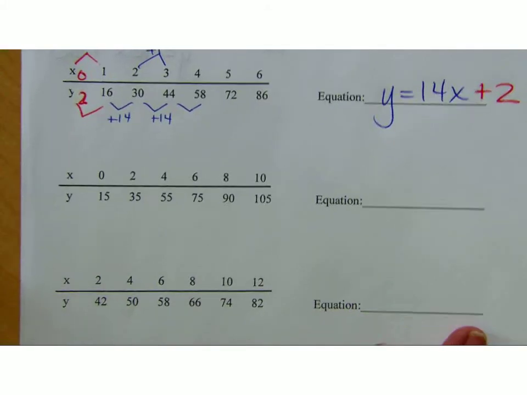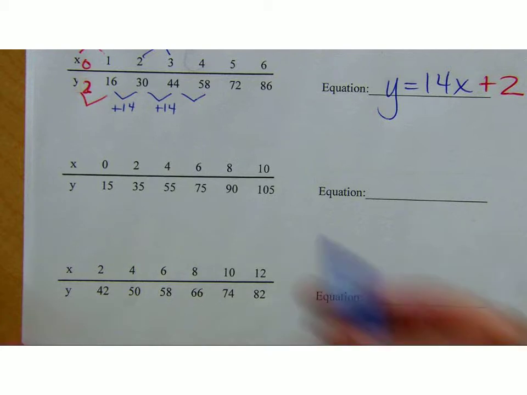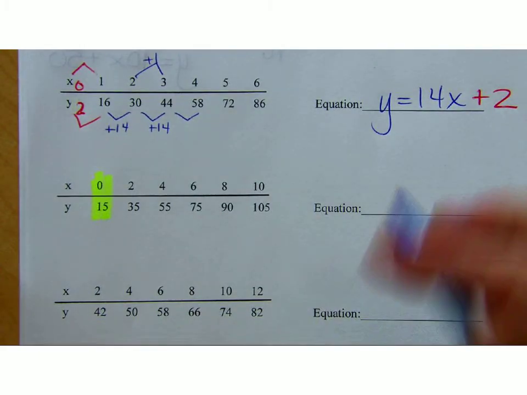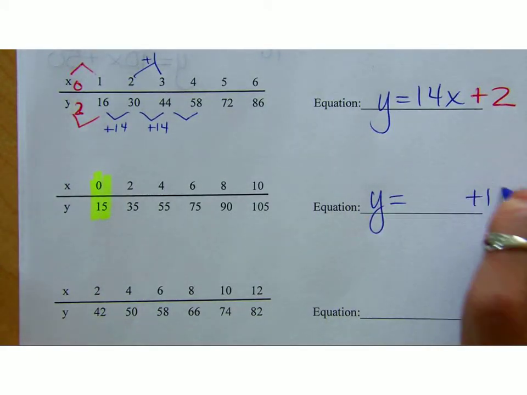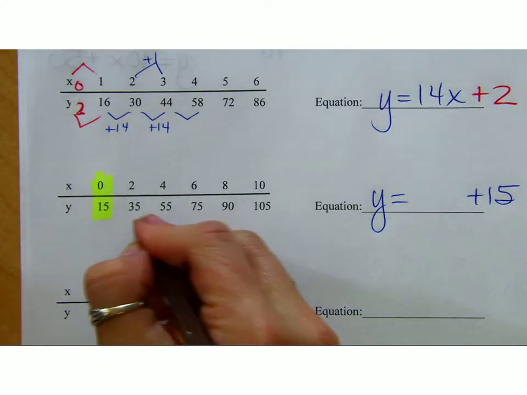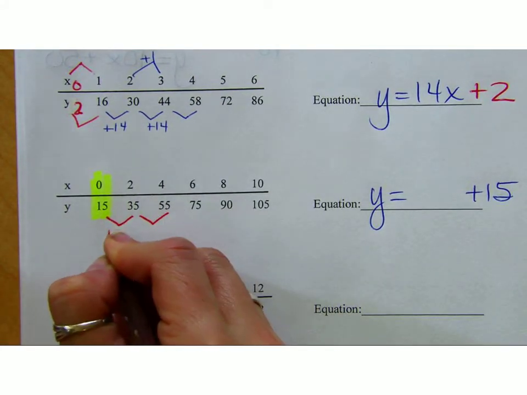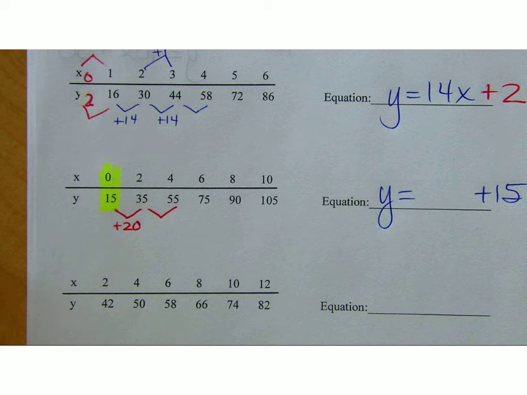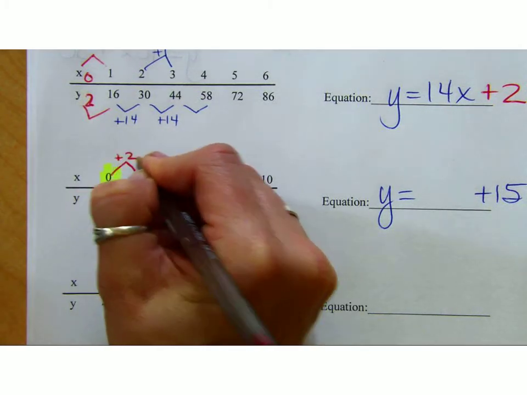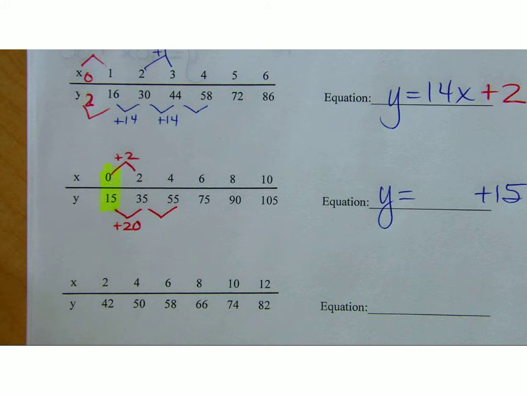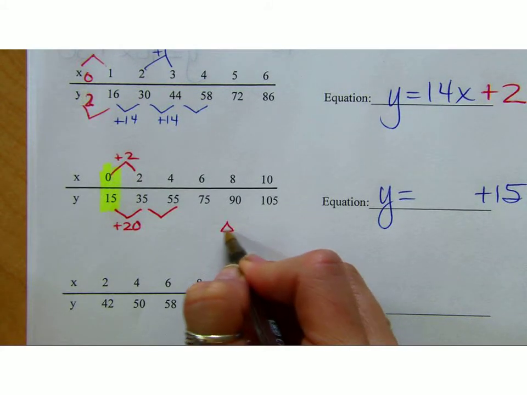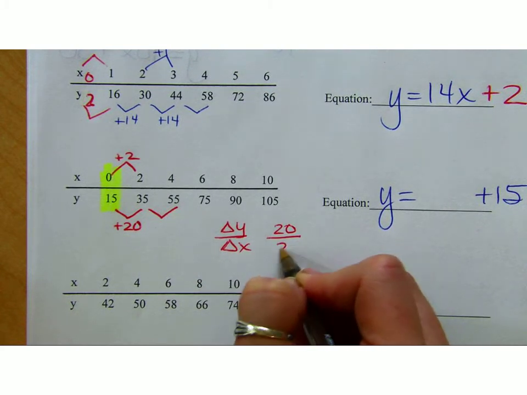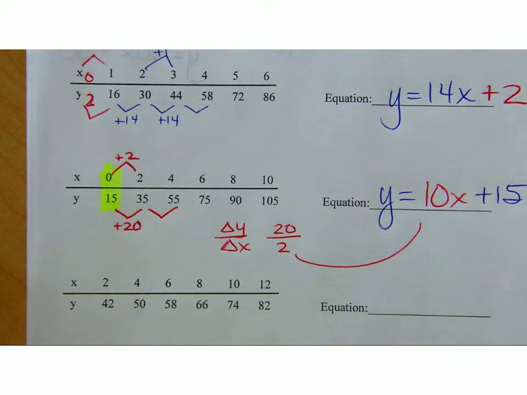All right, tricky one. Be careful. Do I know my beginning value in this one? Yes. It's plus 15. So I know my y is equal to something plus 15. Be careful. What is this going up by? Oh, so I'm making $20? But am I making $20 an hour? I'm making $20 for every 2 hours that I work. And so if this is the change in y divided by the change in x, my change in y is 20 and my change in x is 2, that's 10.